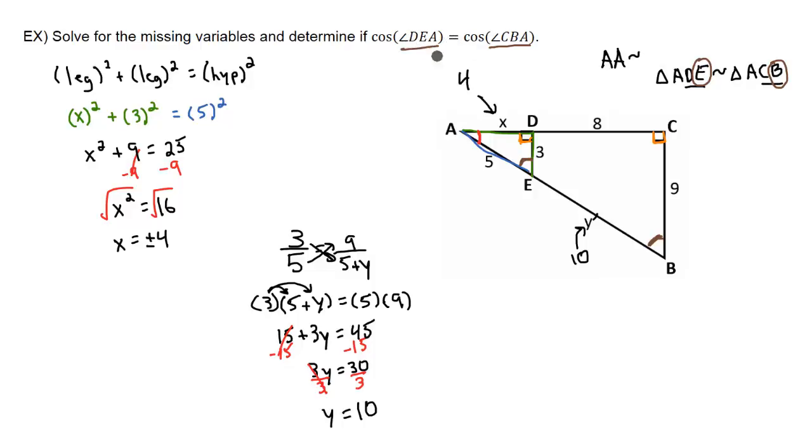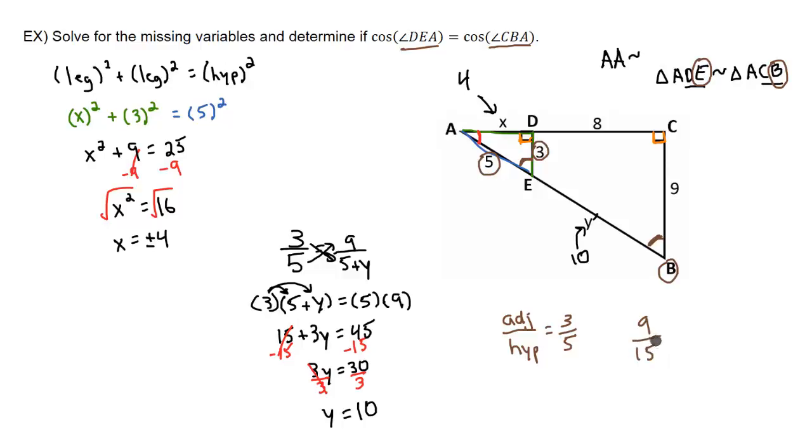If you want to actually figure out what those trig ratios are, you could do that as well, and I will do it really quickly here. Cosine of DEA is going to be the adjacent side, which is 3, divided by 5, which is the hypotenuse. So it's the adjacent side divided by the hypotenuse, which is 3 over 5. And then for CBA, the adjacent side for this big triangle, according to angle B right here, is going to be 9. That's the adjacent side to B. And the hypotenuse to B is going to be this entire side here. It's 5 plus this part, which is 10. So 5 plus 10 is going to be 15.